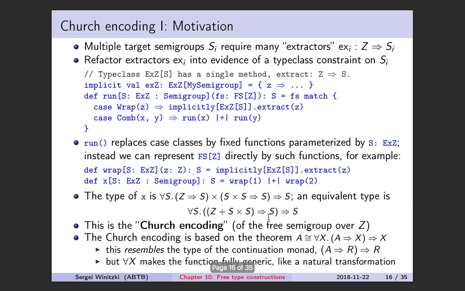I show that if you want to combine different target semigroups, then you can refactor the code using typeclasses, and you can represent the semigroup instead of case classes by pieces of the run method. And after this refactoring, we arrive at the church encoding. So this motivates why the church encoding can be useful. I show the general definition of a church encoding, which is this type expression for any type A.